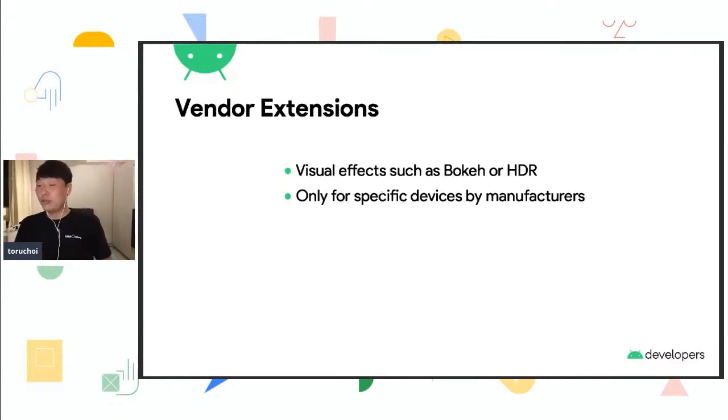Also, CameraX provides an API for accessing effects, I mean visual effects like bokeh or HDR. But it is dependent on the device and manufacturer. That means only specific phones or only specific manufacturers can embed these vendor extensions in the phone. So if a device has those specific functions, then they will be enabled. Otherwise, CameraX automatically degrades very softly.